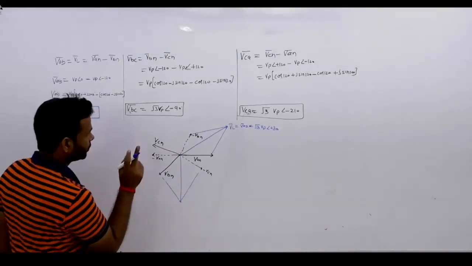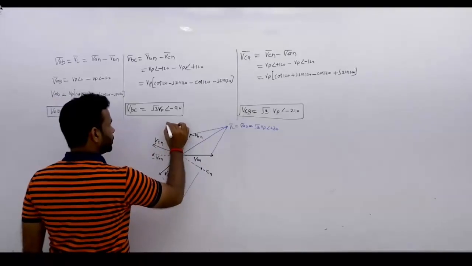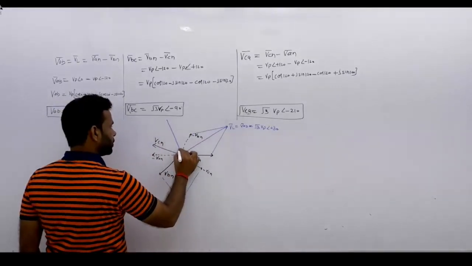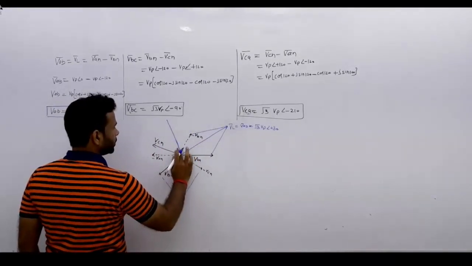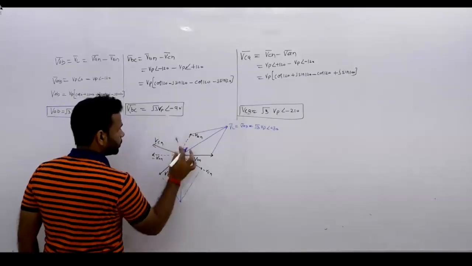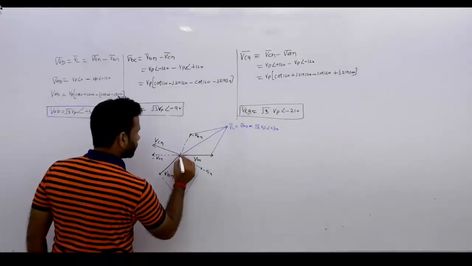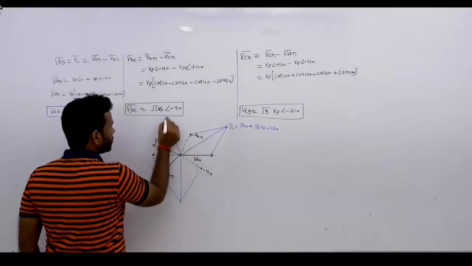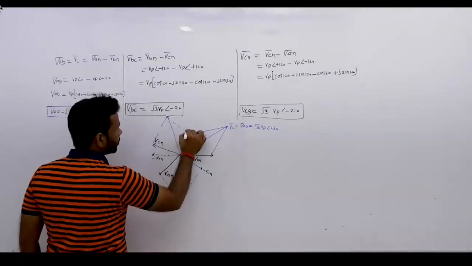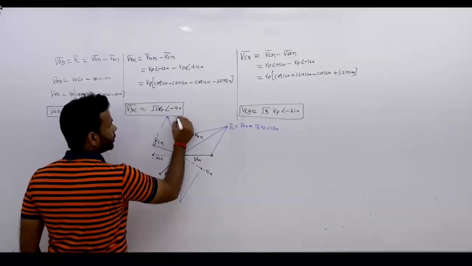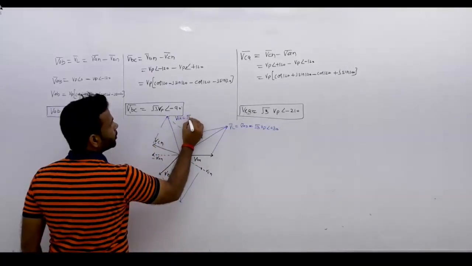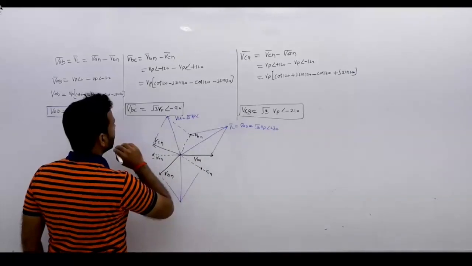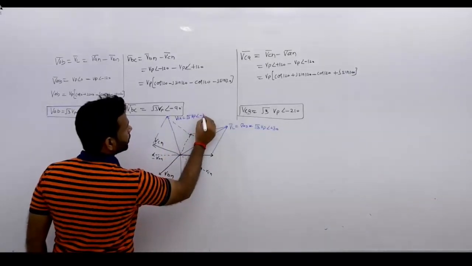Now the next line voltage is VCA. I think this should be your VCA. Okay. It is wrong. So this is your third line voltage. That is this. So it is VCA, root 3 Vp, angle, how much? Minus 210 degree.